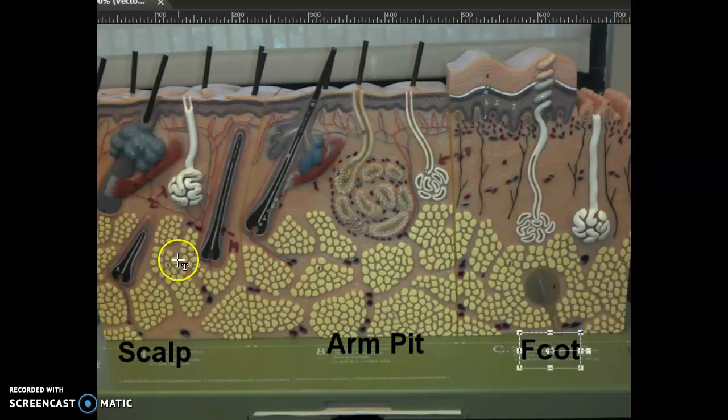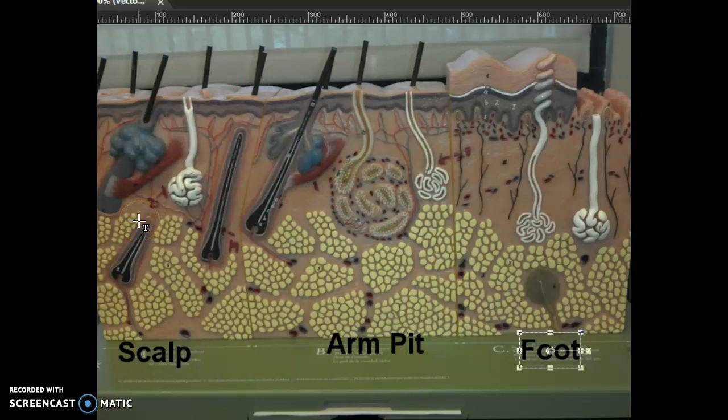Let's start with the scalp. In the scalp, we're going to have the typical skin. We have hair follicles, sweat glands, oil glands, and the arrector pili muscle. When we move over to the armpit, we actually get a second type of sweat gland. And then the foot doesn't have hair. I don't think we have hairy feet. Hobbits might, but we don't. And we have a thickening of the skin, and this extra layer right there, called the stratum lucidum.